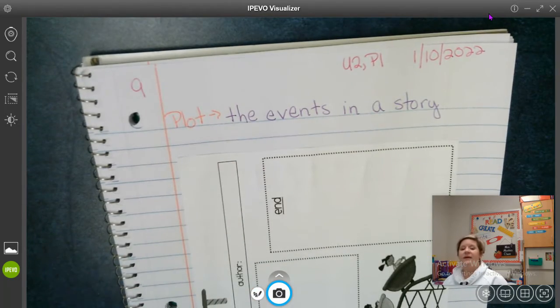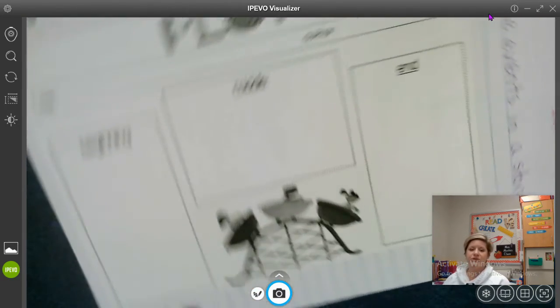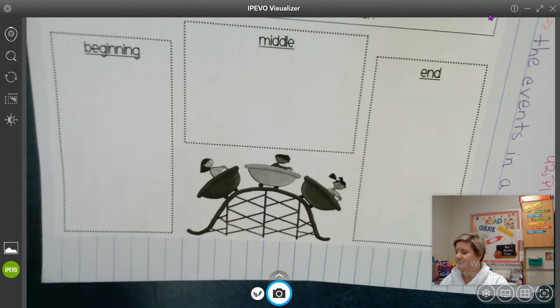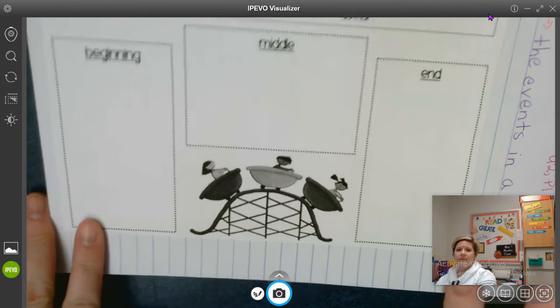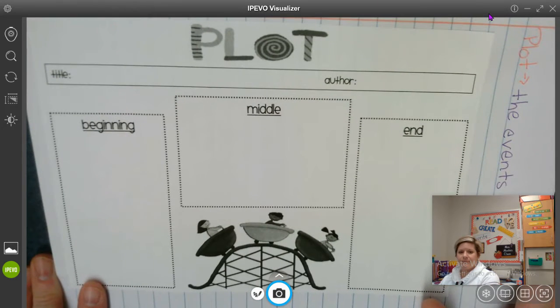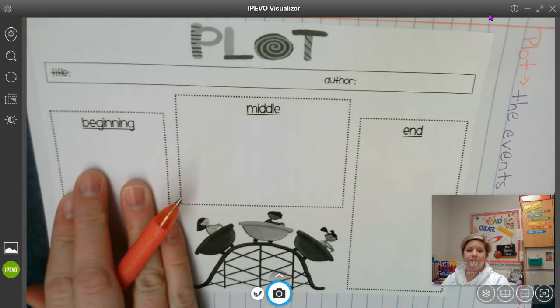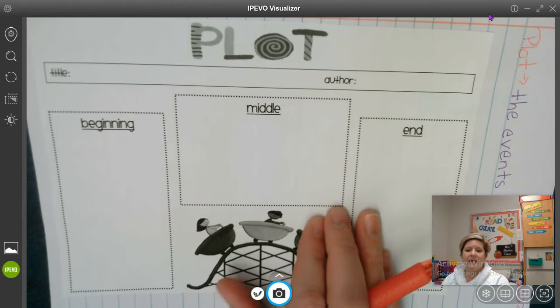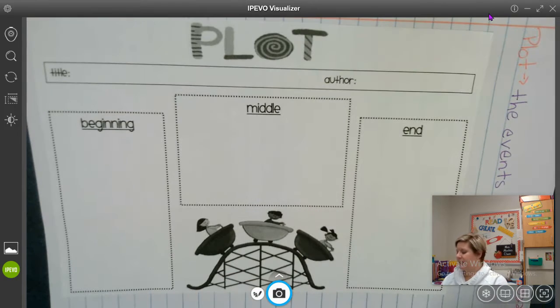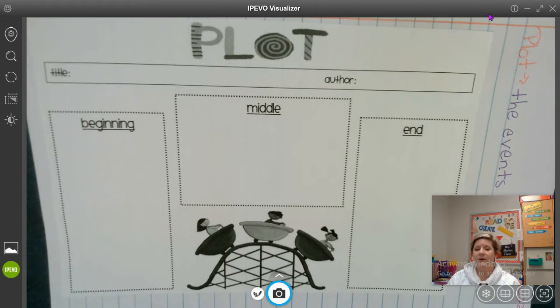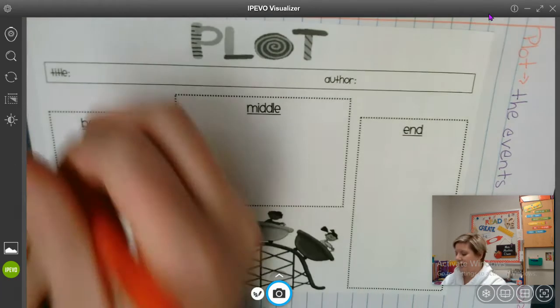And the plot is like a roller coaster, which is why there is a roller coaster on your picture to help you remember. With a plot, we have a beginning, a middle, and an end. What happens in the beginning is, obviously, what happens at the start of a story.